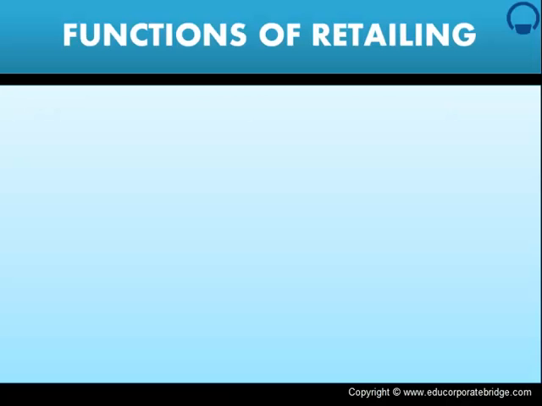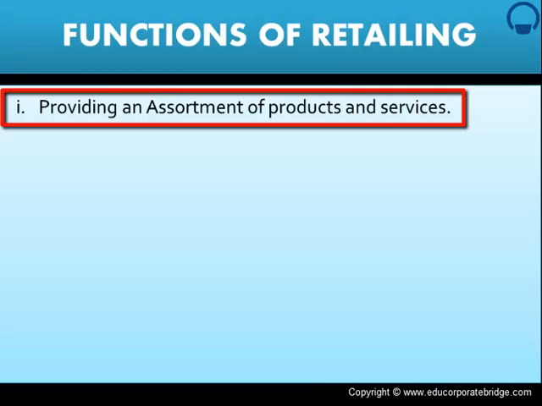Now let us see what are the functions of retailing. Providing an assortment of products and services. Large supermarkets typically carry 20,000 to 30,000 different items which are made by over 500 companies. For this, an assortment is very necessary. Offering an assortment enables their customer to choose from a wide selection of brands, various designs, different sizes and shapes, and various colors and prices at one location.